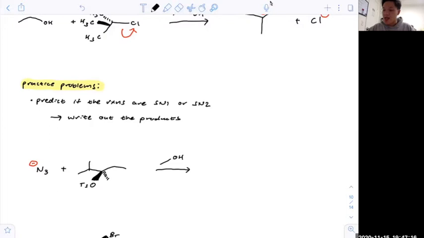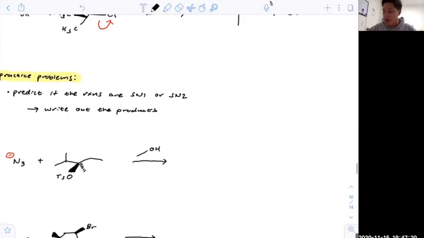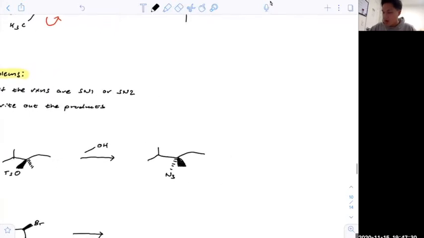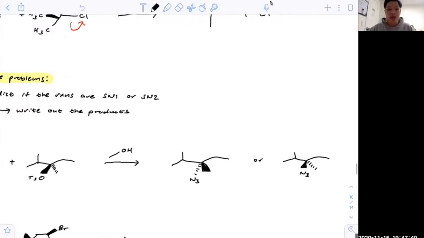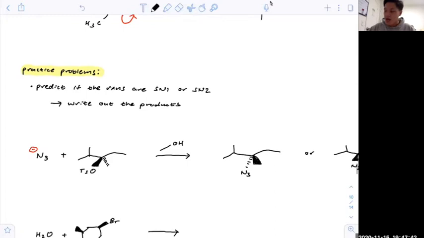So because it's a stereocenter and because it's an SN1 reaction, we make a racemic mixture where the N3 can either be on a dash, and we still have the methyl there, or we have the N3 as a wedge, and the methyl is on the dash, right? So a racemic mixture where it can either attack from the front side or from the back side.